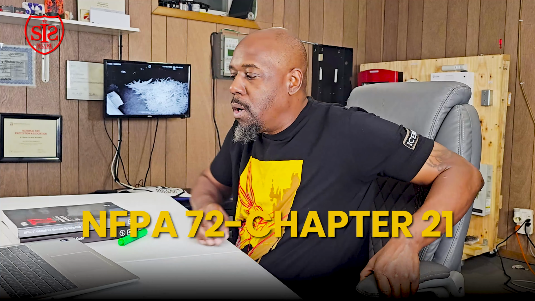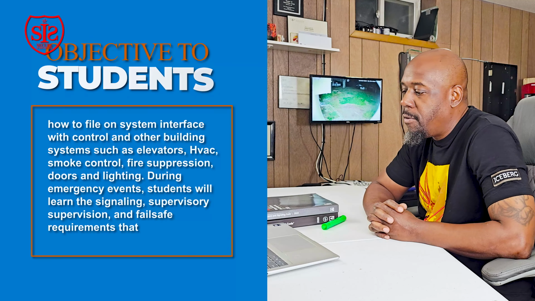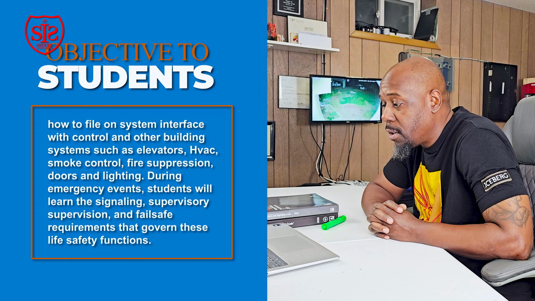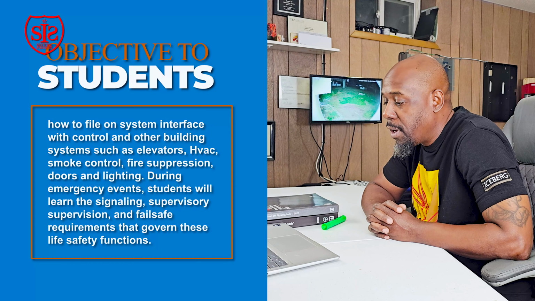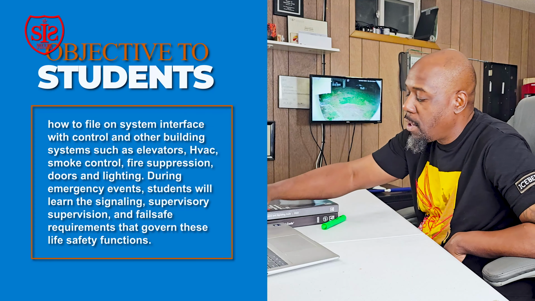So as we get into NFPA 72, chapter 21, we're going to be talking about the emergency control functions and interfaces. Here you will understand how the fire alarm system interfaces with control and other building systems such as elevators, HVAC, smoke control, fire suppression, doors, and lighting. During emergency events, students will learn the signaling, supervision, and fail-safe requirements that govern these life safety functions.